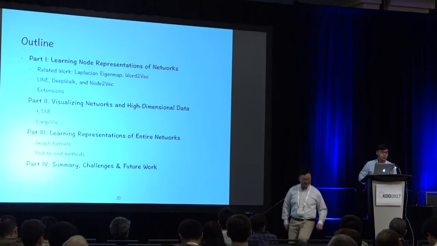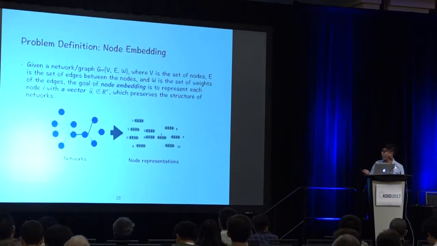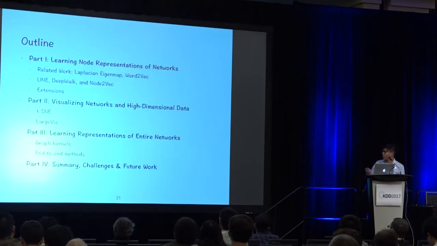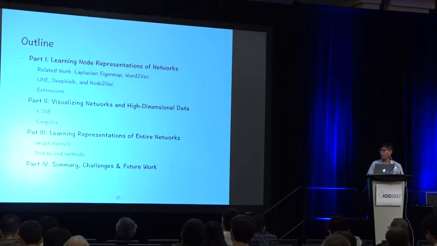So thanks, Qiaozhu, for the nice introduction. Next, I'm going to talk about how to learn node representations. I will cover three parts. The first part is about the related work to node embedding, including classical methods like Laplacian eigenmaps and also word embeddings. Then we'll talk about the state-of-the-art approaches for node embedding, including three models: our LINE model, DeepWalk model, and node2vec. Then I will talk about some extensions to this work.